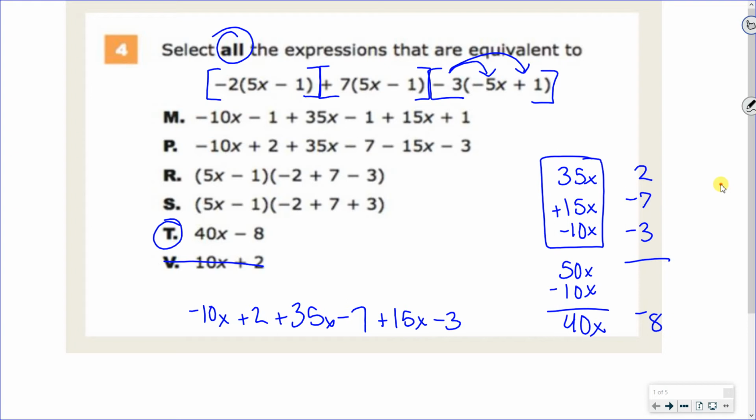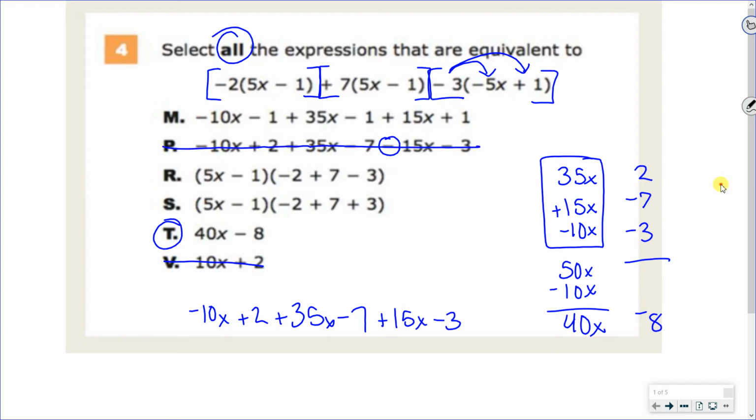Now let's see if we can match up. A negative 10x plus 2 matches here. 35x minus 7 matches here. And 15x minus 3, oh, wait a minute. That says minus 15x. Everything else seemed to have matched up until I got to that minus 15x. So can I say that these expressions are equivalent? I can't. So this can't be the right answer.